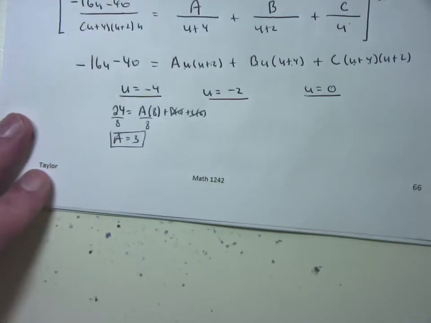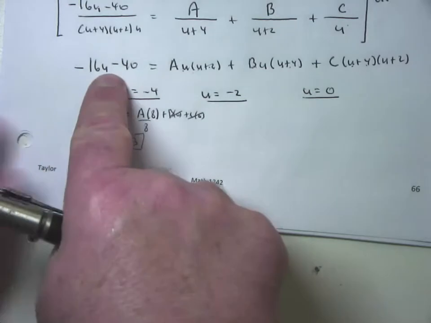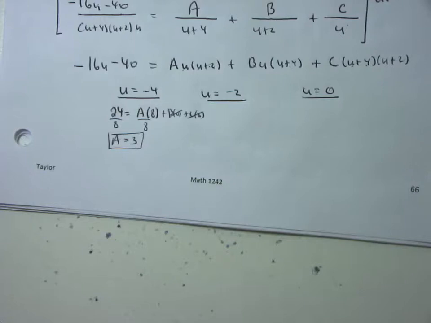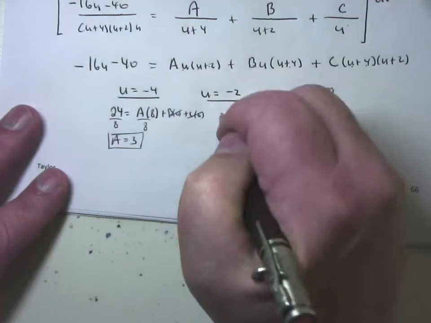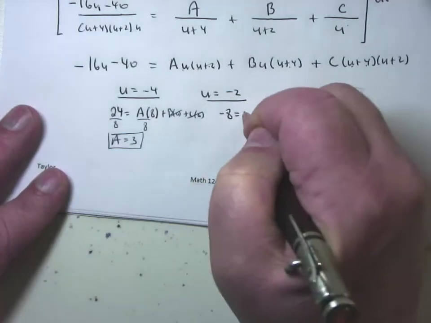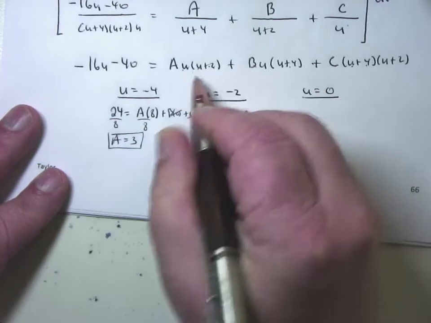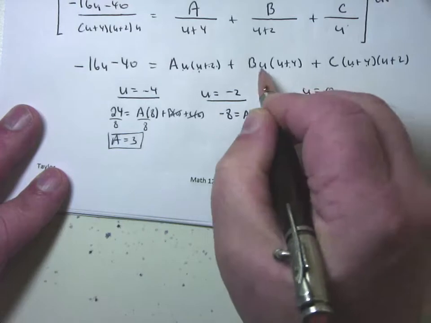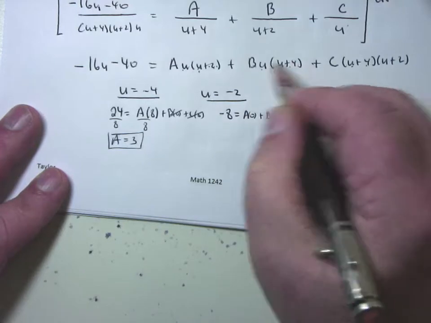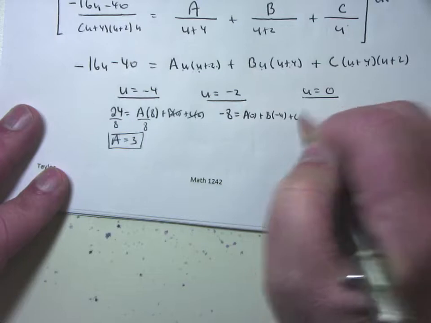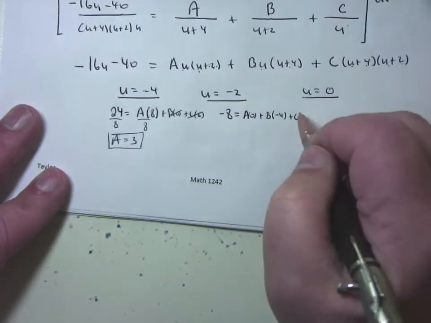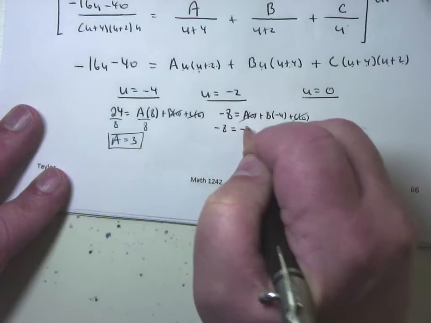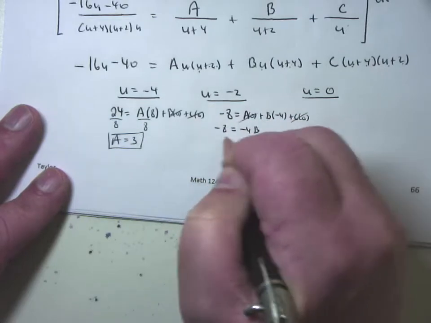Plug in negative 2. Negative 16 times negative 2 is 32. 32 minus 40 is negative 8. Negative 2 plus 2 is 0, so the A term is gone. Plus B times negative 2, negative 2 plus 4 is 2, 2 times negative 2 is negative 4. Plus C, and negative 2 plus 2 is 0, so those terms go away. So I get negative 8 equals negative 4B. B equals 2.